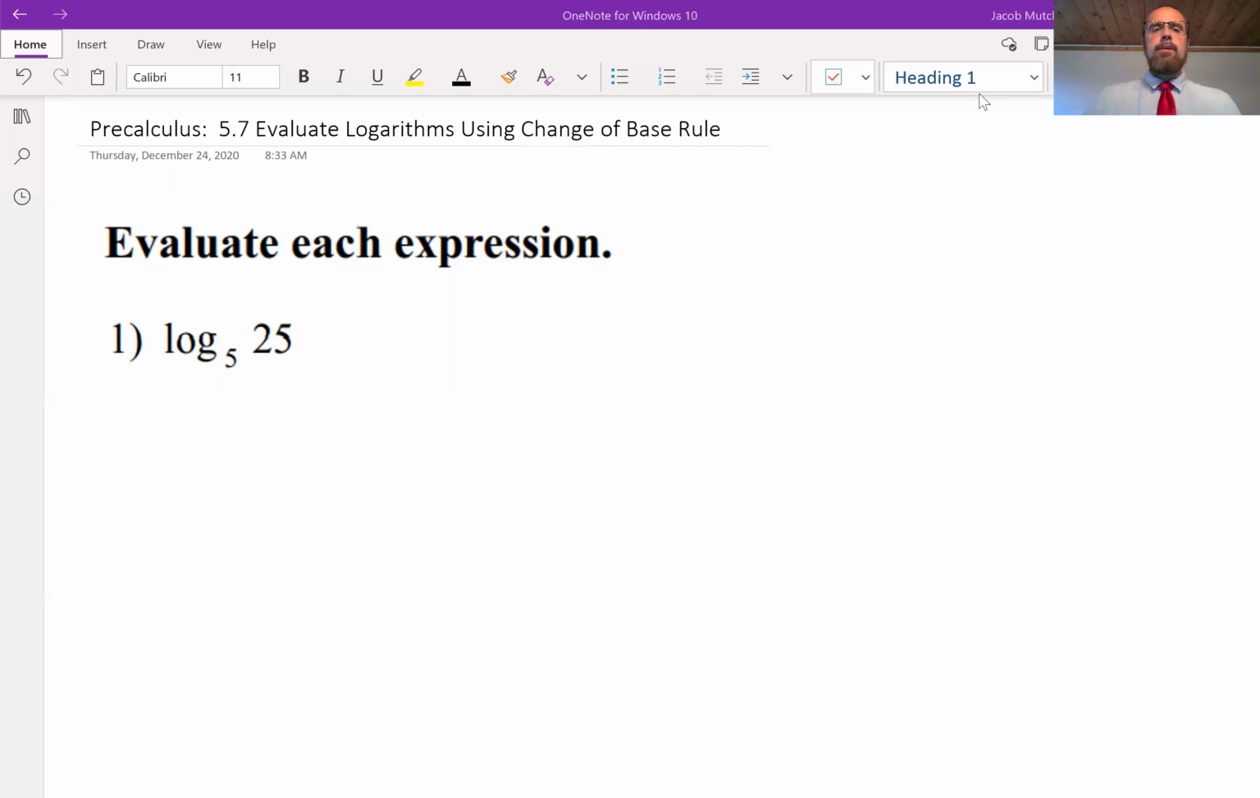Welcome to Pre-Calculus. Today we will investigate evaluating logarithms using the change of base rule. We'll take a look at 3 examples. Our first 2 examples are fairly simple logarithmic expressions. Our first is log base 5 of 25.